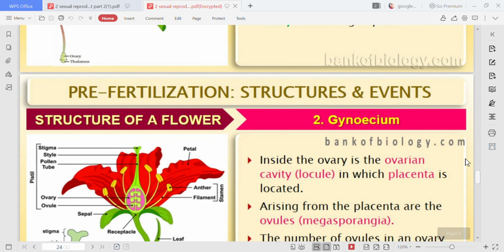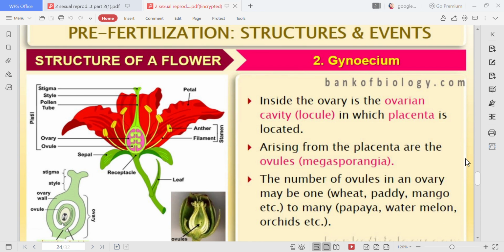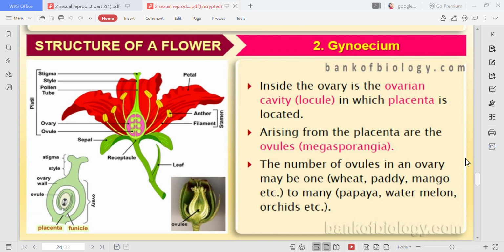Now let's move on to each part in a bit detail. You see, inside the ovary is the ovarian cavity, okay, which is called locule. So each ovary has a cavity inside it, which is known as locule, in which placenta is located. So locule is the place where placenta is located. So this cavity inside it is the locule, and within that cavity or the locule, placenta is located.